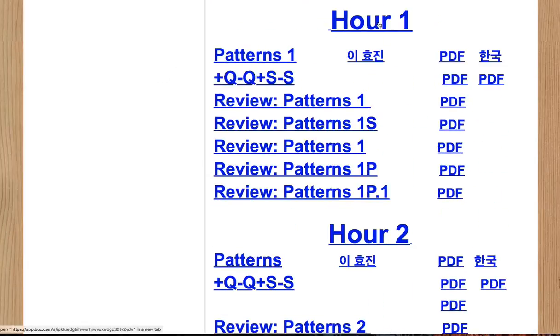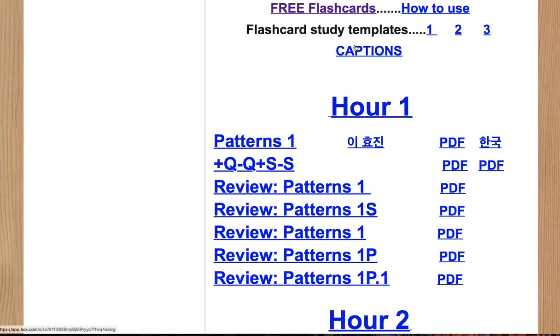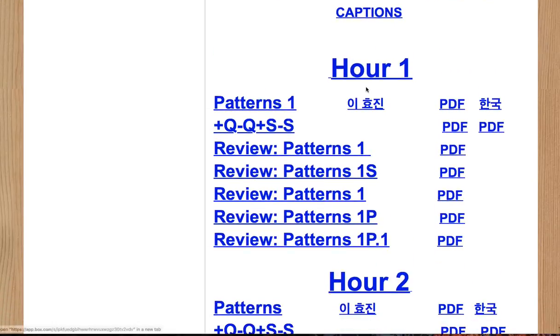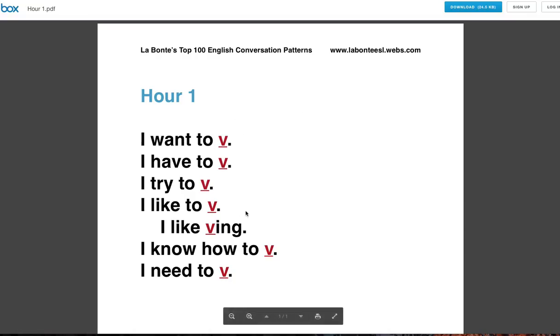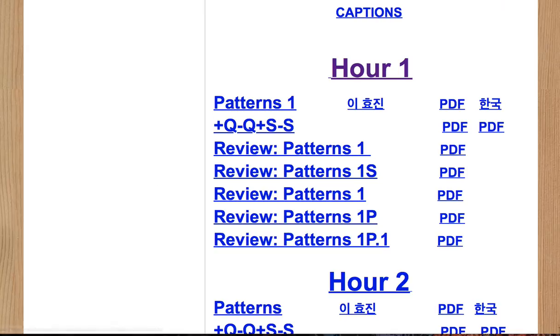In each of the lessons here, if you tap on this first part here, it will identify for you the patterns that we learn in this particular lesson. On the side here is, well, first of all, the patterns. These are all YouTube videos. You simply tap on them and it will bring you to the video.